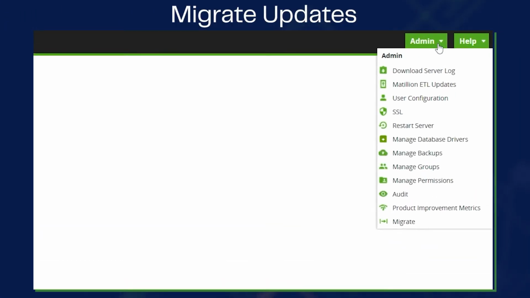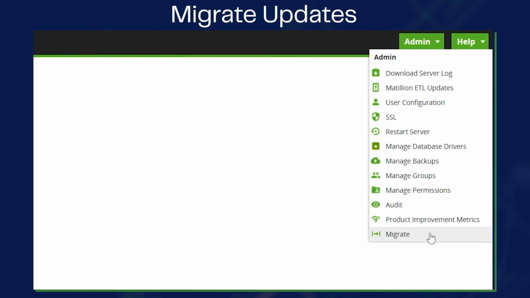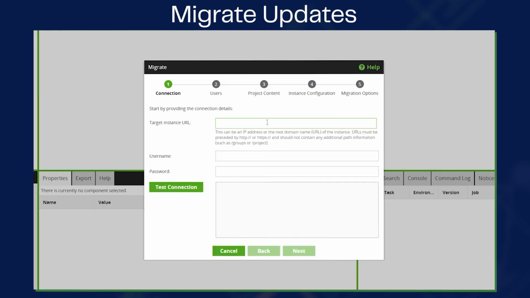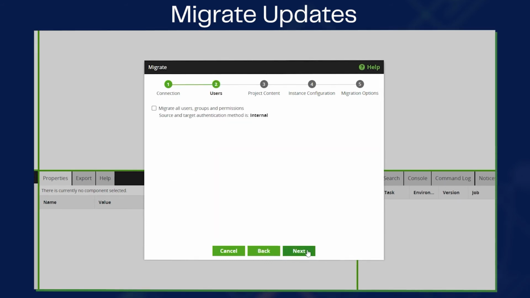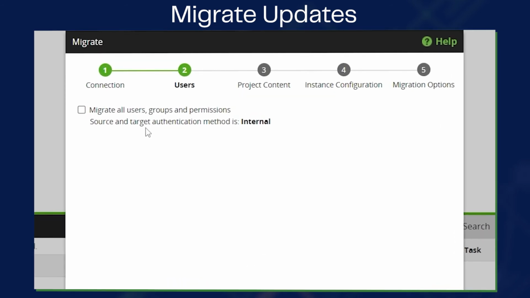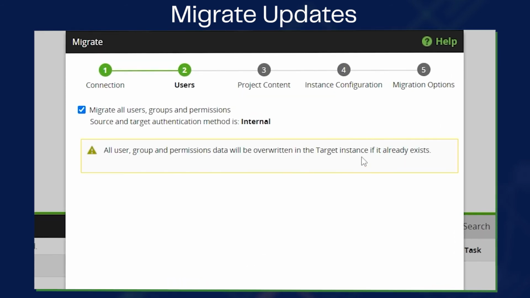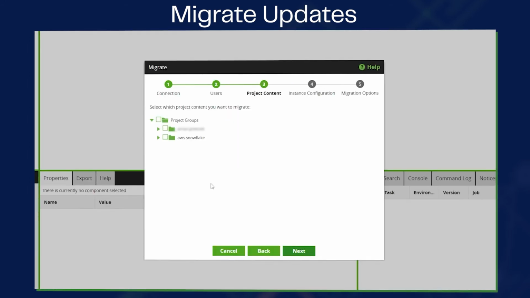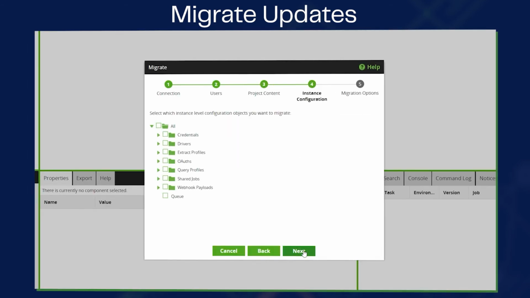Migrate has now moved from the project menu to the admin menu. Migrate also now has an additional section in the wizard called Users. When migrating an instance, this section gives you the option to migrate all users, groups, and permissions from one Matillion ETL instance to another. Please refer to the documentation site for full migration rules.